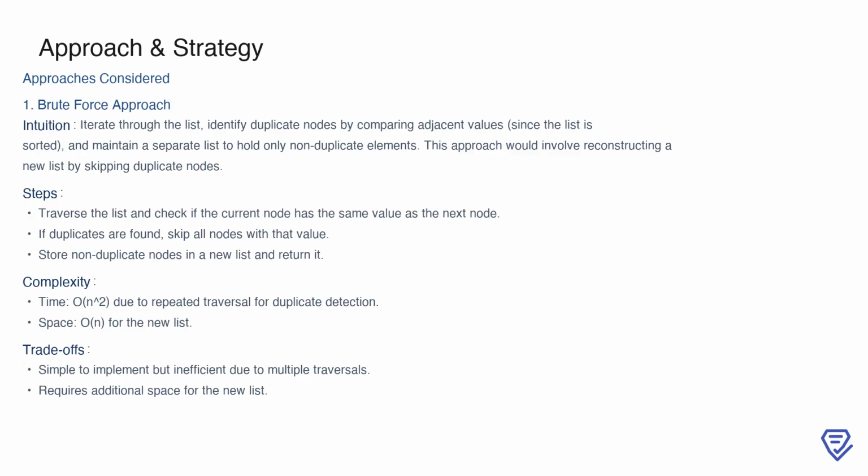While this approach is straightforward, it has significant trade-offs. The repeated traversal required to detect duplicates leads to a time complexity of O(n), and the need to create a completely new list adds an additional space complexity of O(n). As a result, while simple to implement, this method is inefficient for larger lists and not ideal for optimal performance.